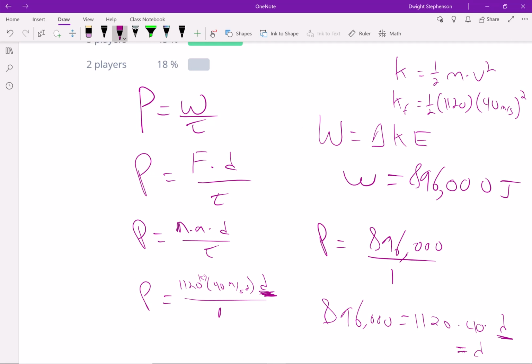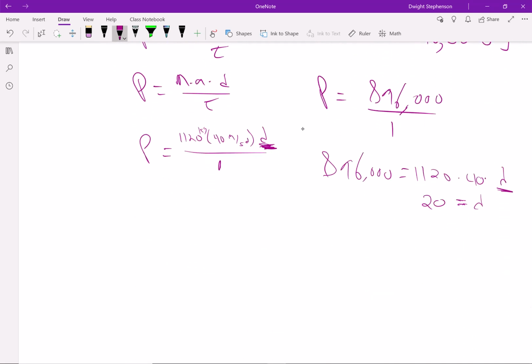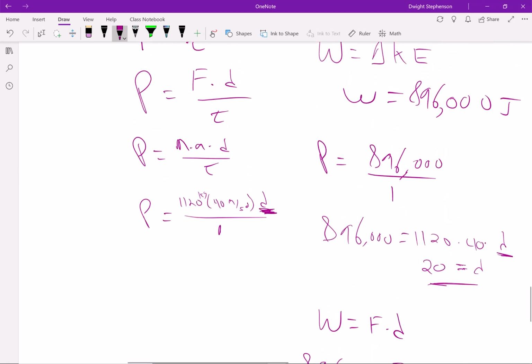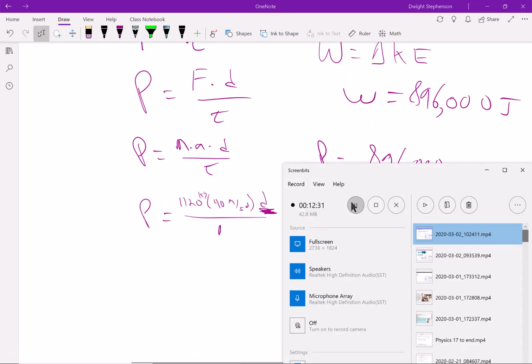I guess we can do that real quick. We divide by, you get 20. You get a displacement of 20. You could then also, you know that work equals force times displacement. You could then know that 896,000 equals force times displacement, which is 20. You can figure out the force by dividing both sides by 20. And you can see how, just by knowing certain things, you can then figure out the rest of the stuff if you were asked to.